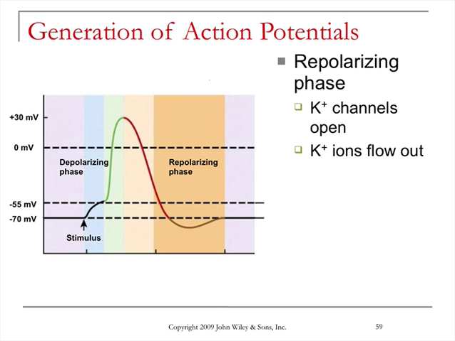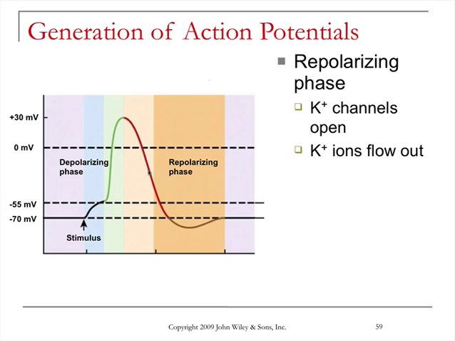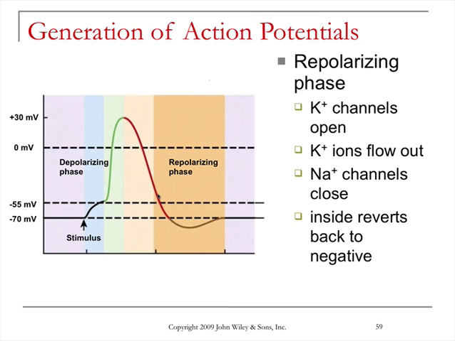Since they're flowing out, and because they're positively charged, that means there's a positive charge leaving the inside. In other words, at that point now, the inside is becoming less and less positive, or in other words, it's becoming more and more negative. And so this repolarizing phase is due to those channels opening up, which then allows the potassium ions to flow out. As we mentioned already, the sodium ion channels are closing during this phase. And so then the inside is reverting back to the negative state.